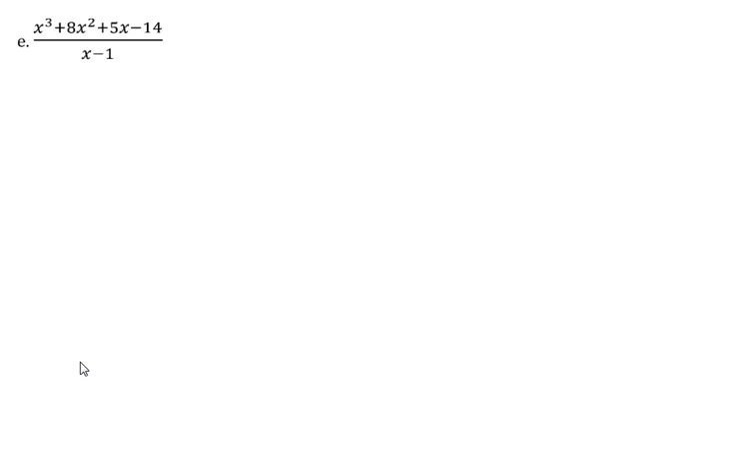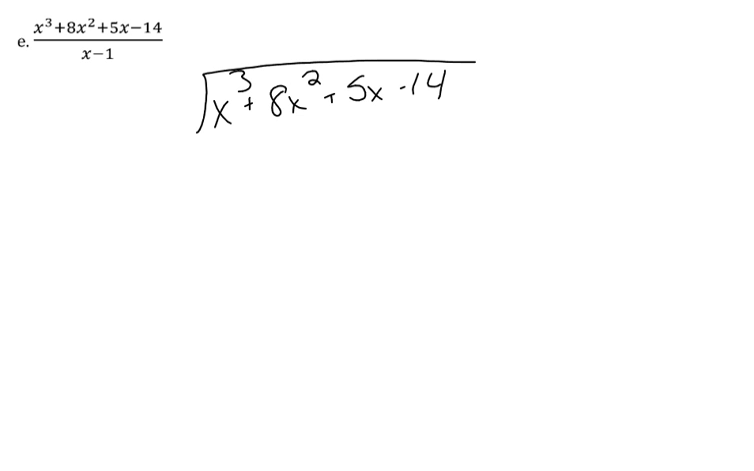Okay, so our homework tonight was to do letters E and F that we didn't finish in class. So I'm going to do the first problem by long division and the second problem by reverse tabular method. So I'm taking x cubed plus 8x squared plus 5x minus 14 and dividing it by x minus 1.